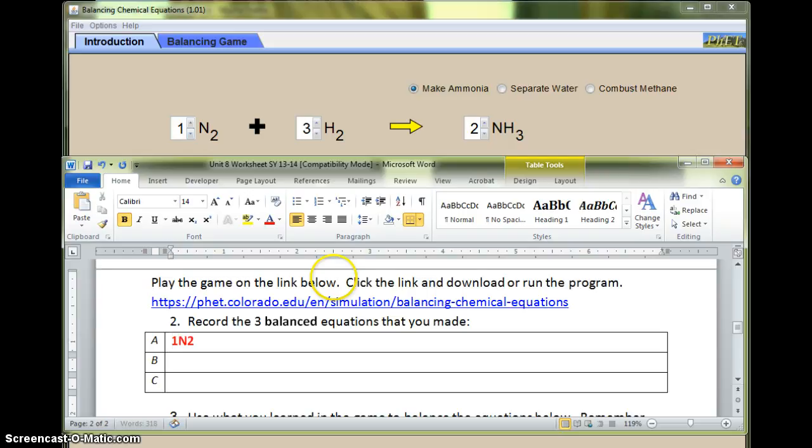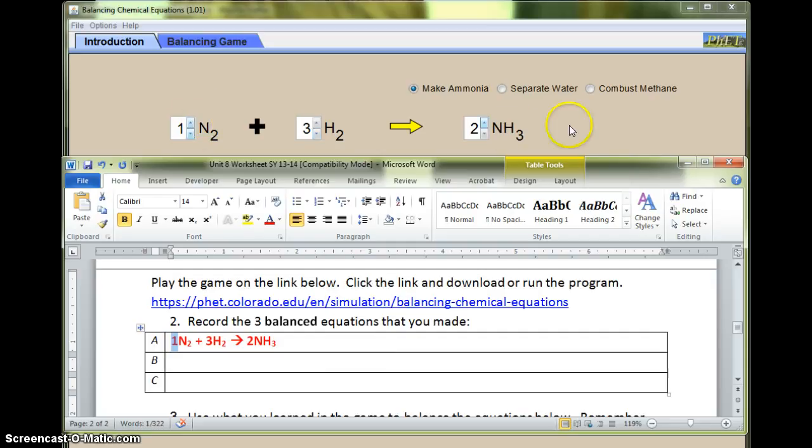1N2 plus, I'm copying it right from the PhET, 3H2 yields 2NH3. And then I need to make my subscripts. See the subscripts, that 2, and that 3. I can highlight them all by holding down Control and then click my subscript button up here. And another thing you should notice is that there's a 1 here. When you're actually writing balanced chemical equations, you don't include the 1.